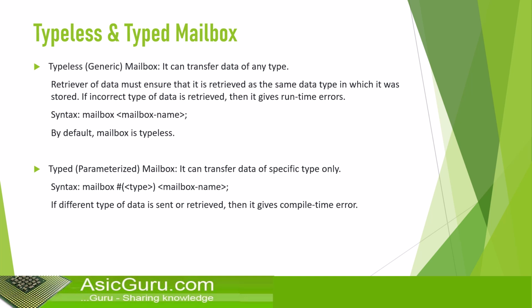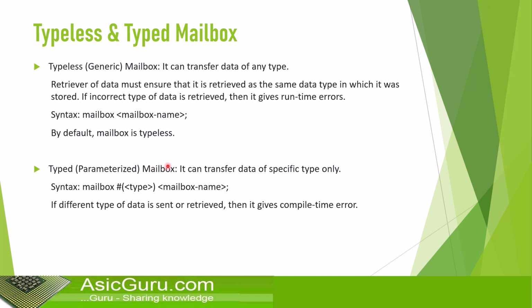Now let's understand the key differences between typeless and typed mailboxes. Typeless mailboxes are also called generic mailboxes, and they can hold data of any type, meaning any kind of data can be stored and retrieved. This gives flexibility, but it comes with a risk. The retriever of the data must ensure that it is retrieved as the same type in which it was stored. So sender and receiver must coordinate carefully. If the receiver tries to cast it incorrectly, this check is done at runtime. The syntax is simple: mailbox and the mailbox name. By default, all mailboxes are typeless unless specified.